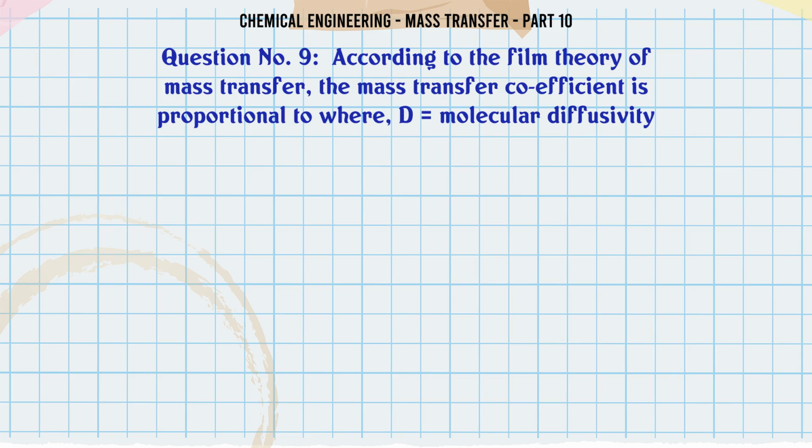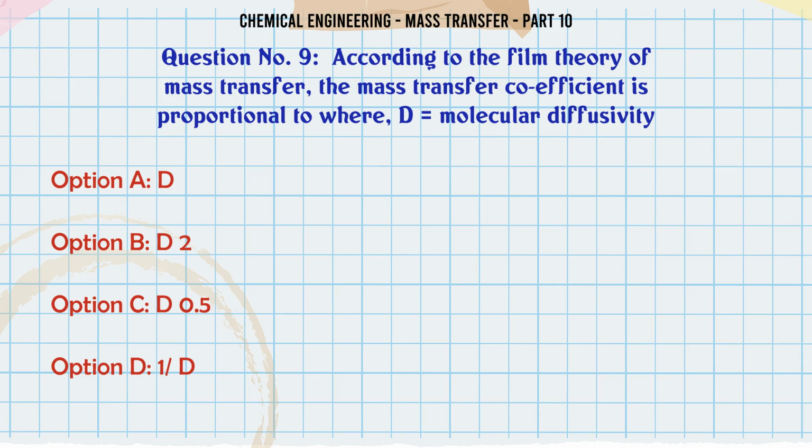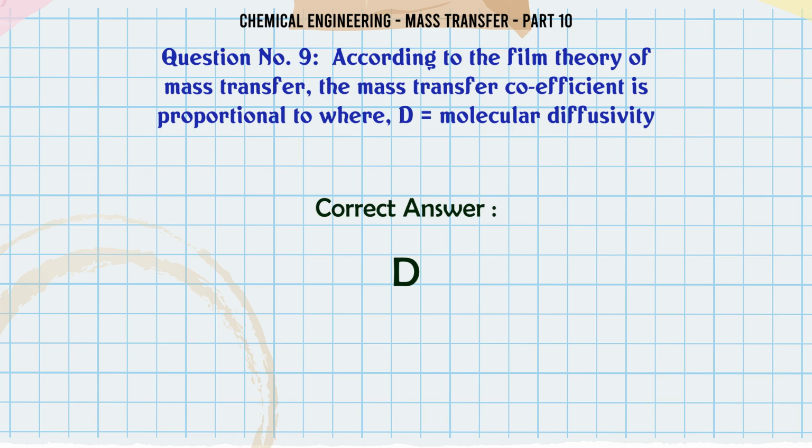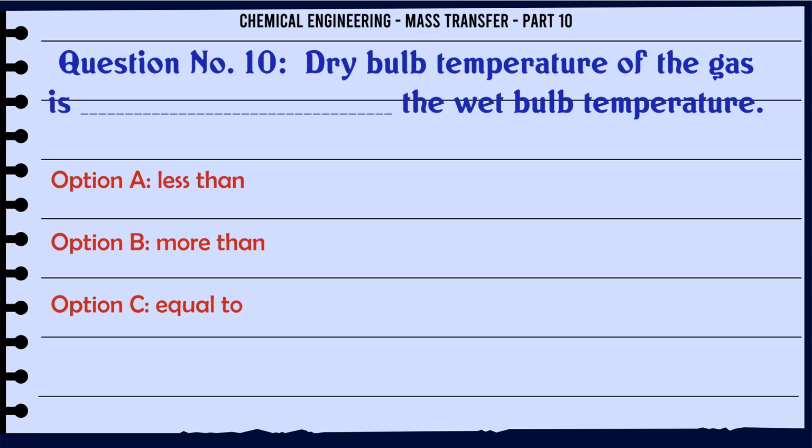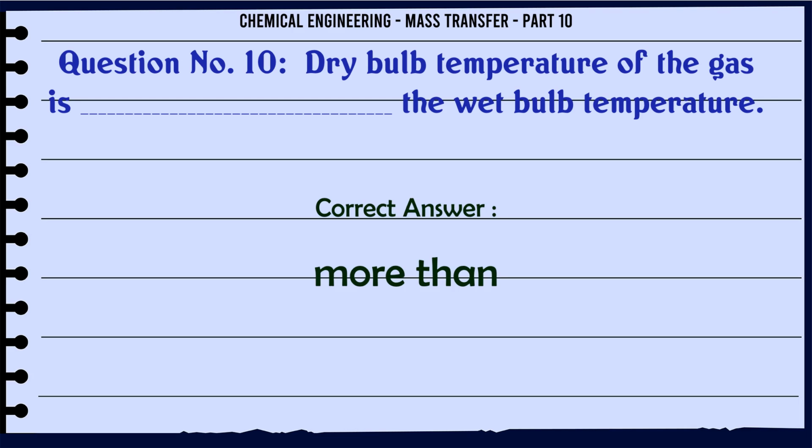According to the film theory of mass transfer, the mass transfer coefficient is proportional to, where D is molecular diffusivity, A. D, B. D², C. D^0.5, D. 1/D. The correct answer is D. Dry bulb temperature of the gas is the wet bulb temperature. A. less than, B. more than, C. equal to, D. none of these. The correct answer is more than.